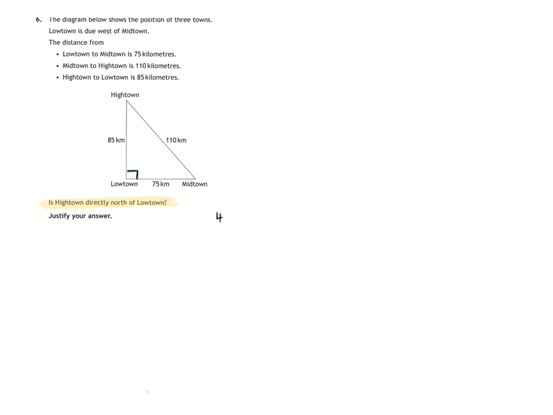Right, so then we have to do 110 squared, which is equal to 12,100. And then the shorter two sides, we've got to find out what 75 squared plus 85 squared is. 75 times 75 is 5,625, which is 75 squared, and 85 squared is 7,225. So when we add those together, we get 12,850. Right, so because those aren't equal, this isn't a right angled triangle.